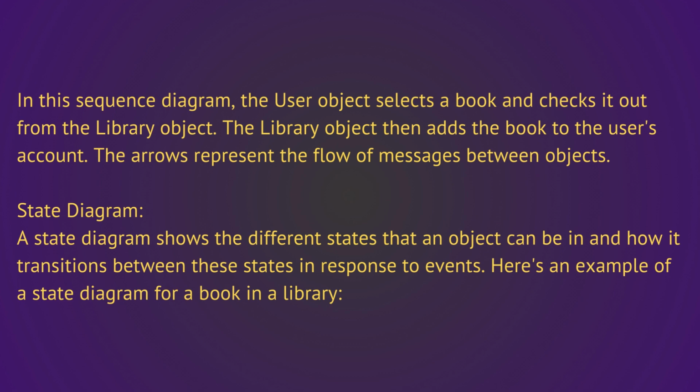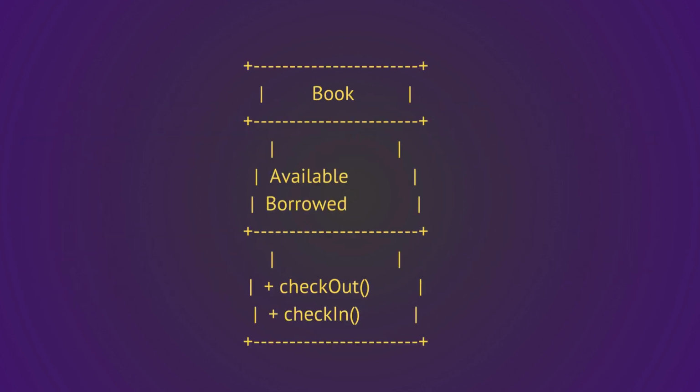State diagram. A state diagram shows the different states that an object can be in and how it transitions between these states in response to events. Here's an example of a state diagram for a book in a library. In this state diagram, a book object can be in one of two states, available or borrowed. The object transitions between these states based on events such as checking out or checking in the book.